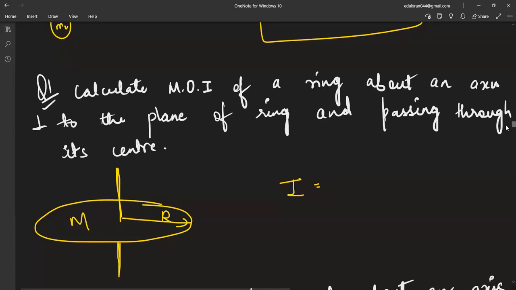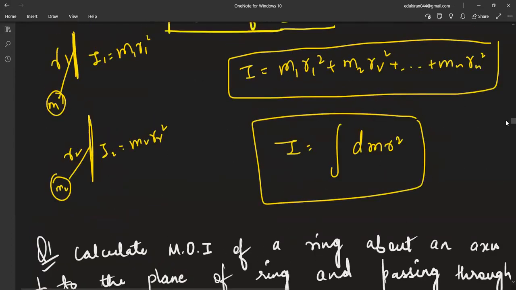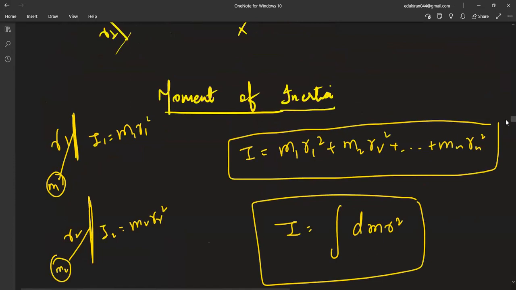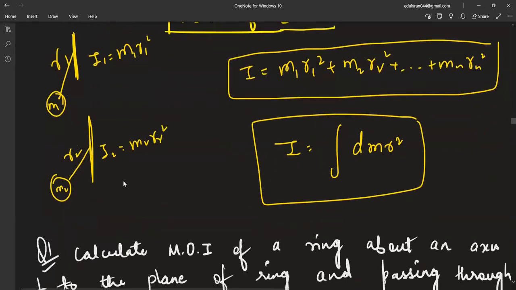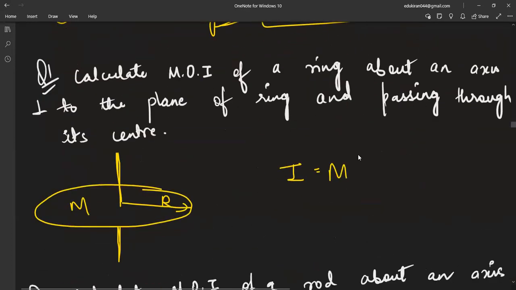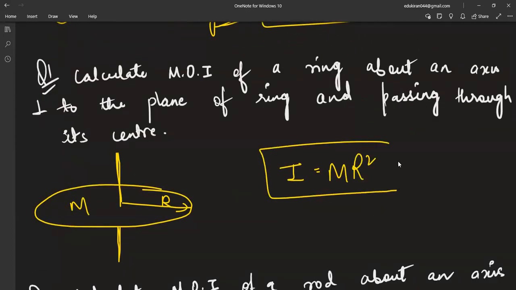So you know its SI unit also. SI unit will be what? kg meter square. Mass is in kg, distance is in meters. So kg meter square is only used. So moment of inertia will become MR square. That's how we write it.